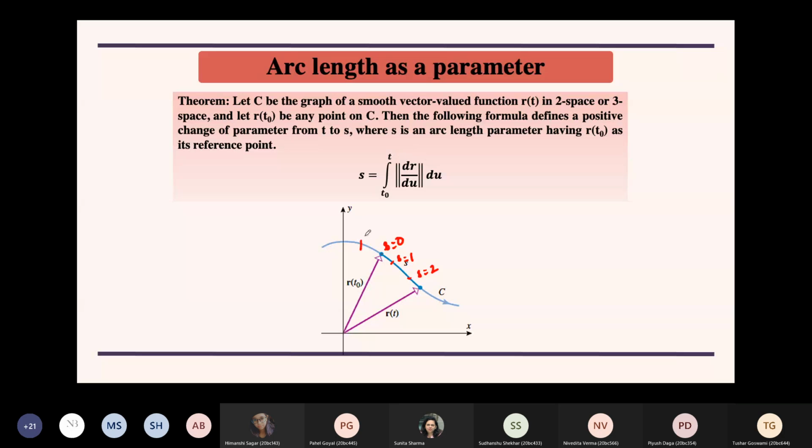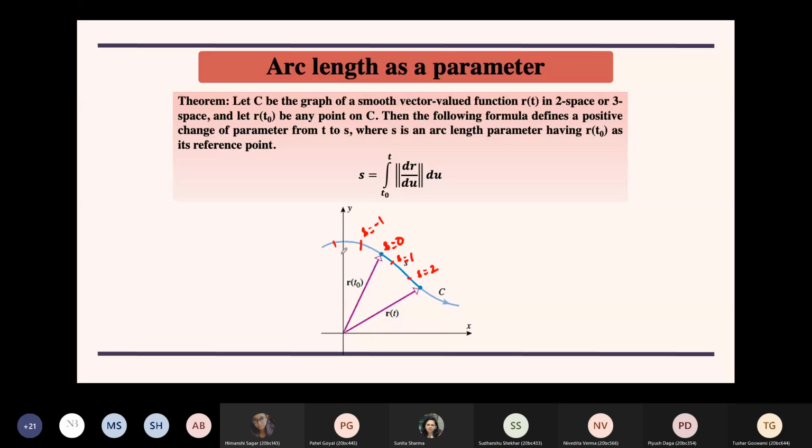Negative value means that I have my arc length as 1, but I am moving in the opposite direction to the direction of my parameter. So this is the meaning of -1. It doesn't mean that your arc length is negative. Arc length is a length, so obviously it cannot be negative. But -1 means that you are moving in the other direction, the opposite direction of the curve, in case your s is behaving in the same way.